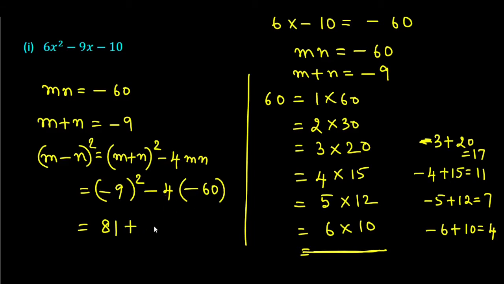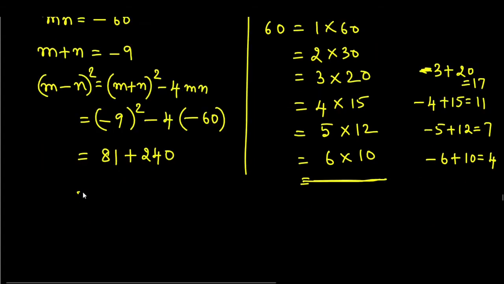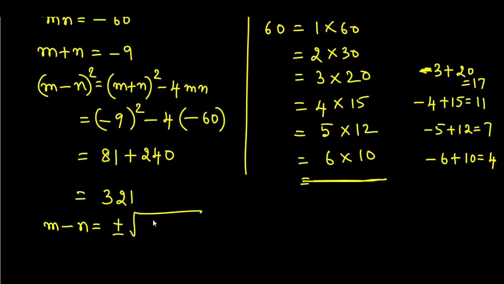240. So we obtain 321. m minus n is equal to plus or minus root of 321. Now let us find the square root of 321.